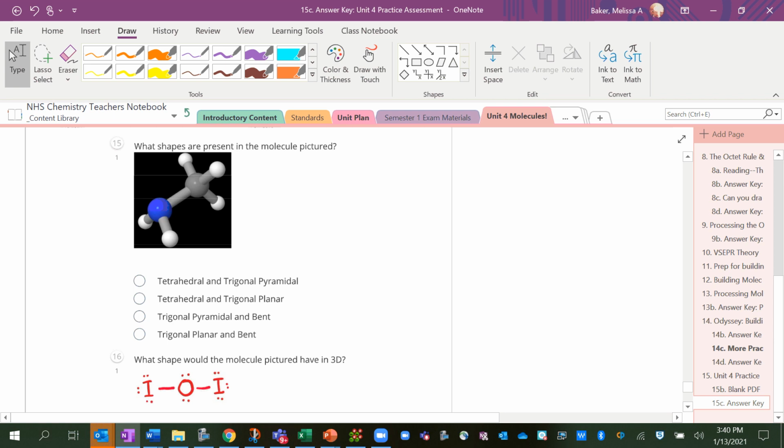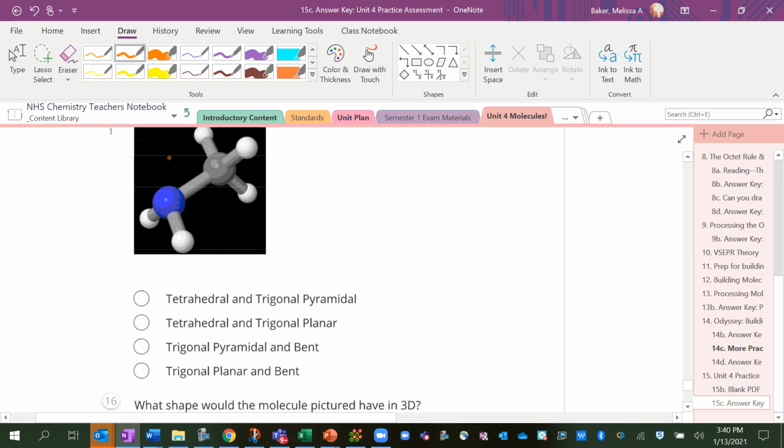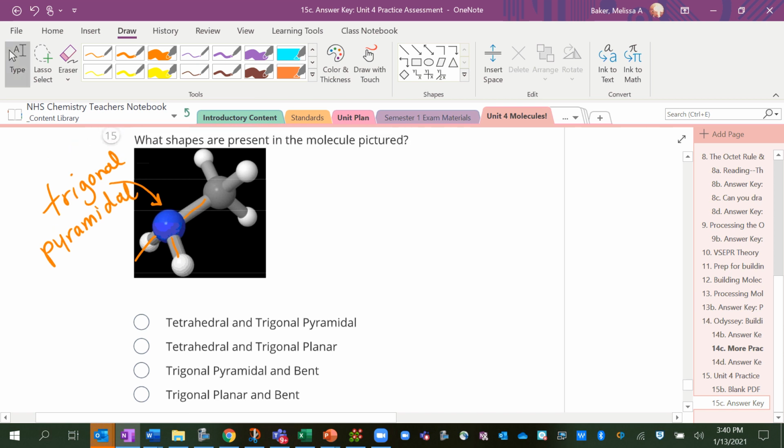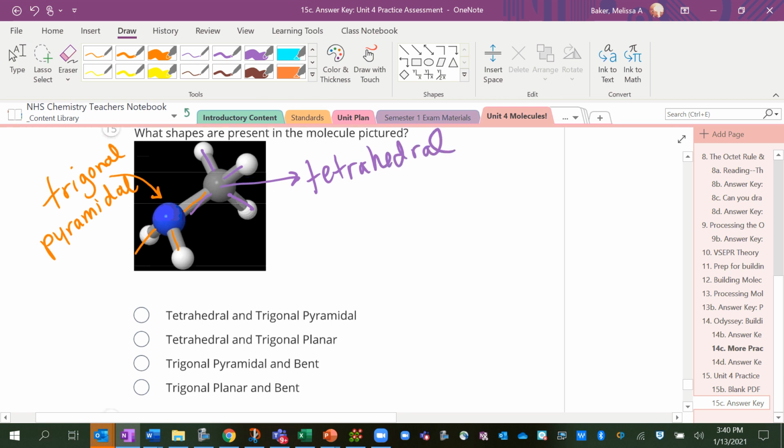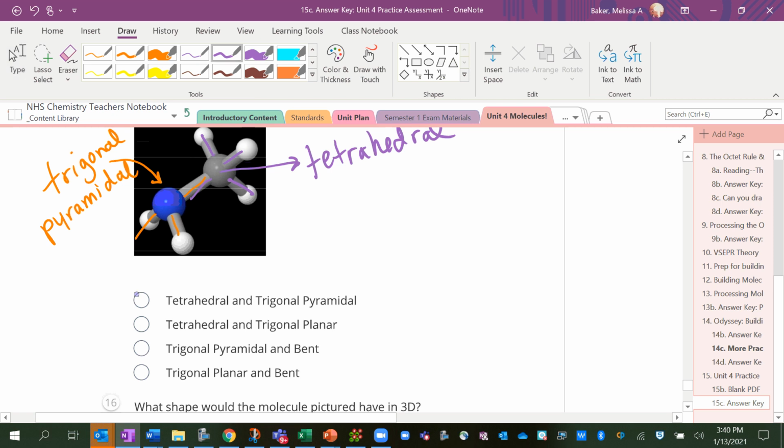What shapes are present in the molecule pictured? Well, I can see around this blue atom that there are 3 things attached and they're not in a planar shape. So this one must be trigonal pyramidal. And then this one has 1, 2, 3, 4 things attached to the central atom. So this is tetrahedral. So tetrahedral and trigonal pyramidal, it's the top choice.